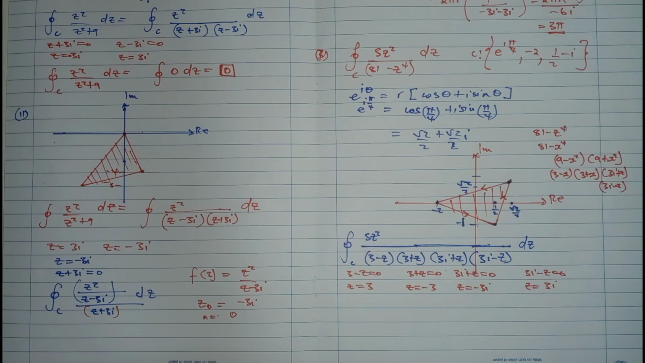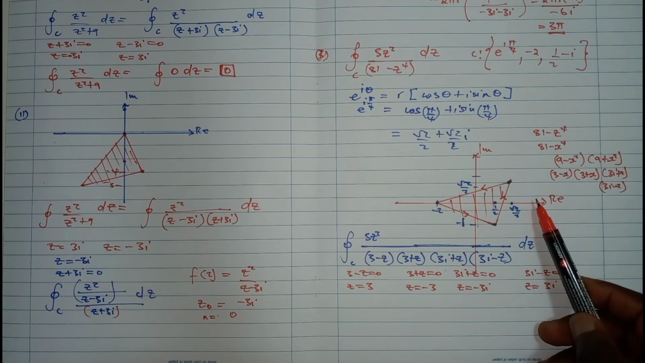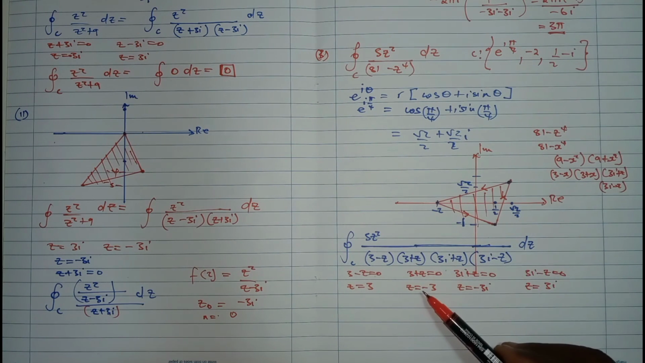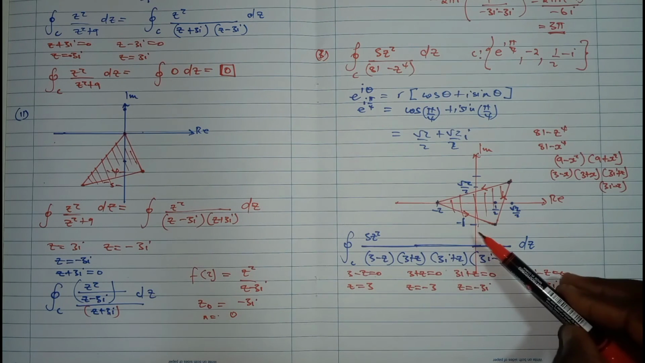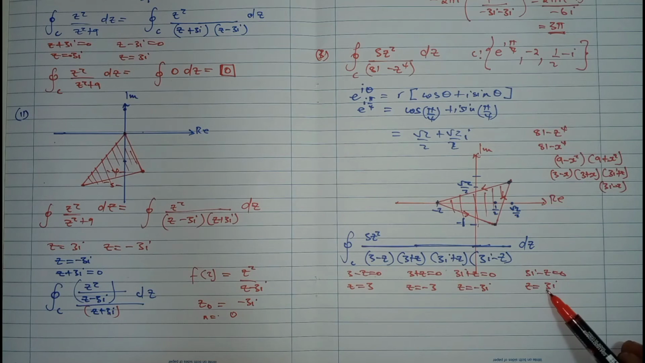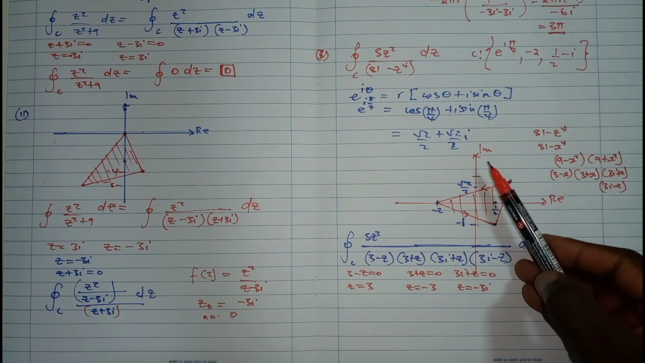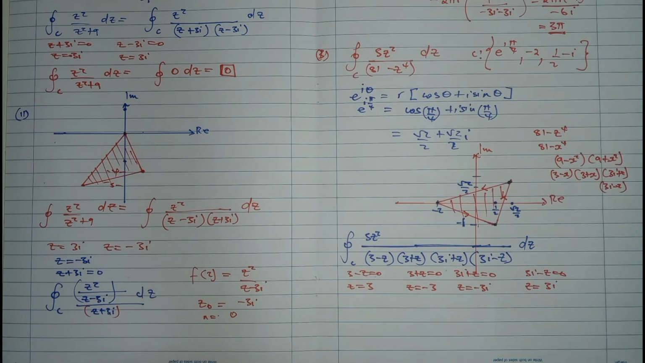Okay, so let's look at our region. z equals 3, it's somewhere here, it's not in the region. z equals -3, it's not in the region. z equals -3i, it's also not in the region. And z equals positive 3i, it's not in the region. Okay, so if that's the case, this question becomes easy.